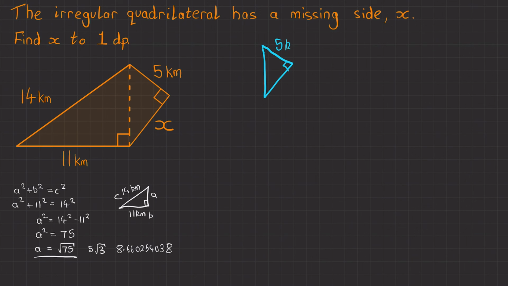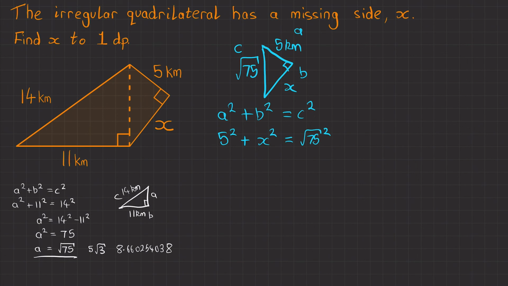Write in the values, 5 kilometers, X, and root 75. Write out Pythagoras' theorem, which is A squared plus B squared equals C squared. Label the triangle, I'm going to call it A up here, B at this side, and this side always is C because C is the hypotenuse, which you know is because it's facing the right angle. Substitute in the values, so we've got 5 squared plus B squared, which is X squared, equals C squared, which is root 75 squared.